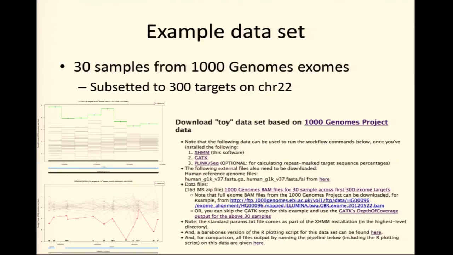It is really a toy data set from 1,000 Genomes, whole exome sequences, just a very small data set, 300 targets on chromosome 22, but it already gives you a feeling of how relatively easy I think it is to run XHMM if you follow all the steps literally as they are online.